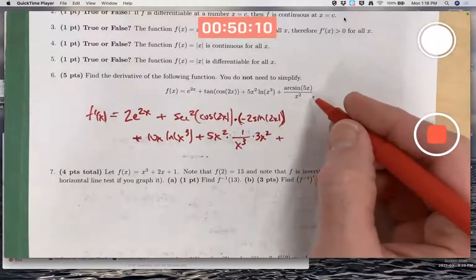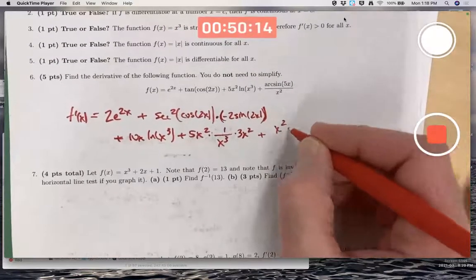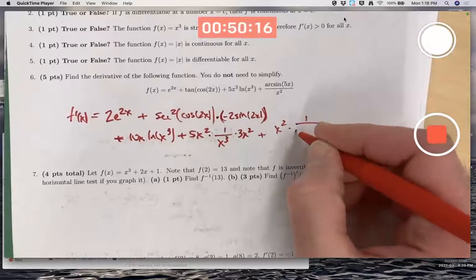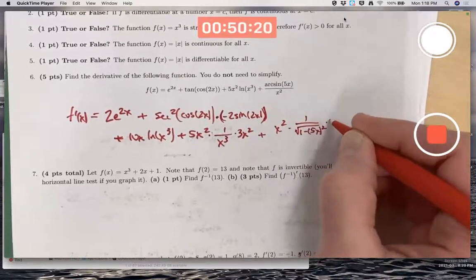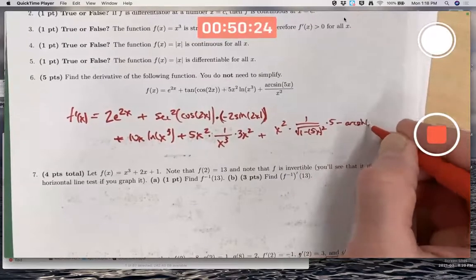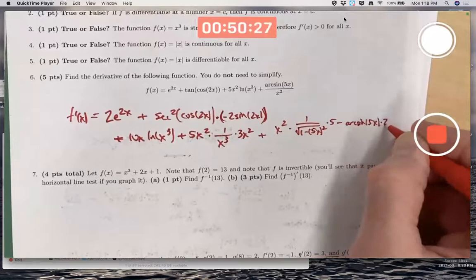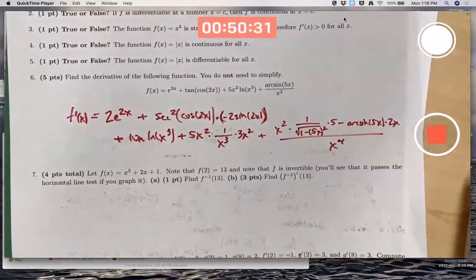That thing, I need the quotient rule. It's a quotient. Low, d high, yikes, this is getting nasty looking, minus high, d low over the square of what's below. X squared squared is x to the 4th. There's the answer. Wow.